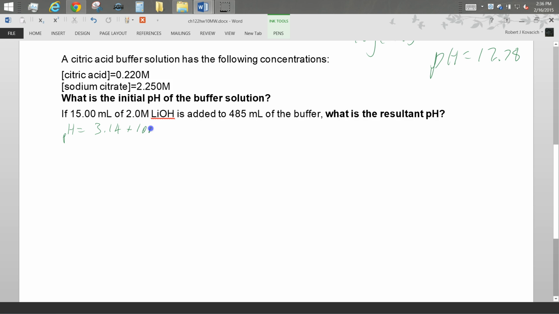3.14 plus the log of 2.25 divided by 0.22. So I got a pH of 4.15. Okay. Does that 4.15 number make sense? What would the pH of the buffer be if I had equal concentrations of salt and weak acid?